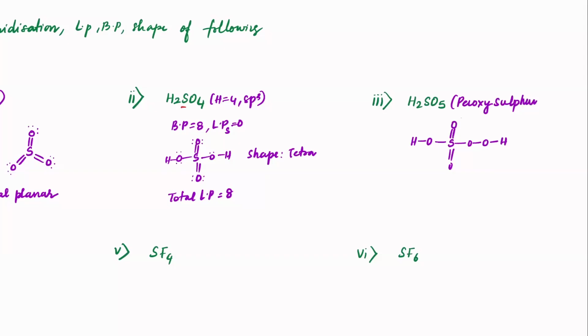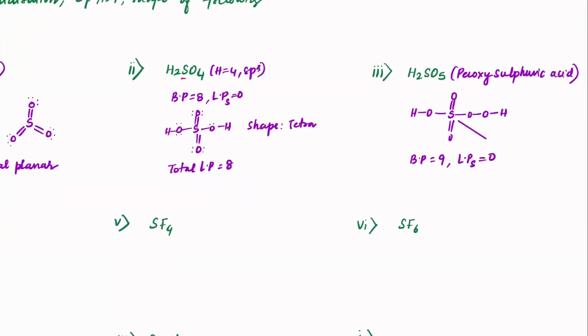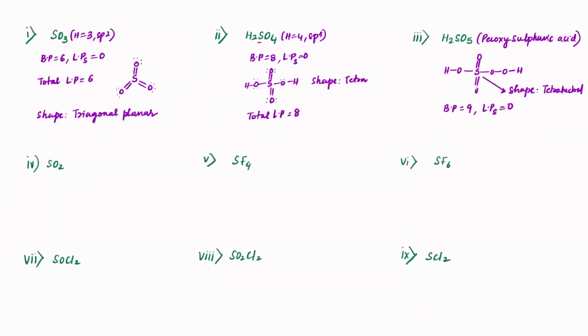Peroxysulfuric acid. Okay, check the number of bond pairs here. So we have 4, 5, 6, 7, 8, 9. So in total we have 9 bonds. Lone pairs on sulfur is 0. Okay. The shape with respect to sulfur is still tetrahedral. It is tetrahedral. Okay, please check quickly.